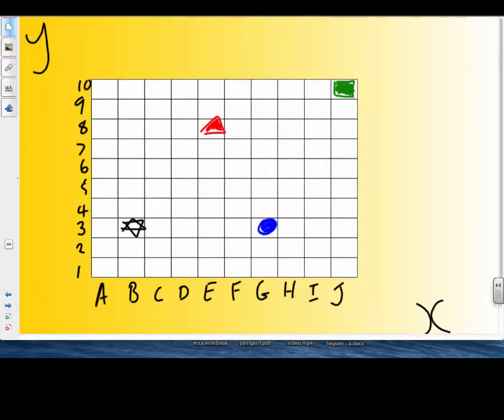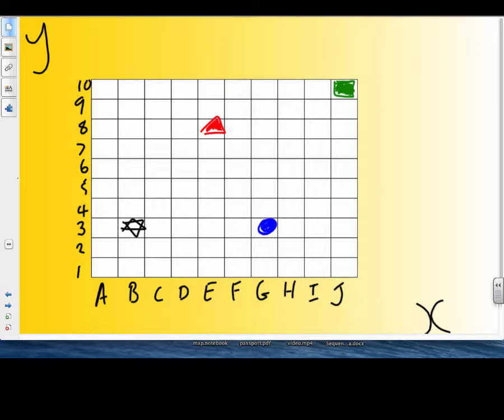Let's just see whether you need to watch this video. Let's do some testing. Look, can you please tell me the coordinates of the red triangle and the green square? If you can tell me the coordinates of that, you don't need to watch the video. Okay? So pause me and see if you can answer that.